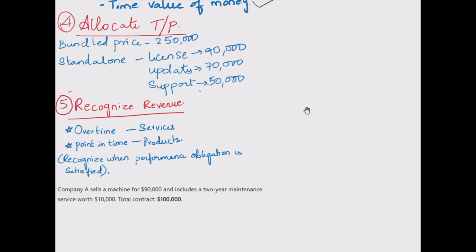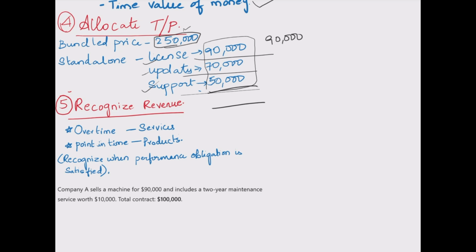You're going to allocate the transaction price based on the stand-alone prices. Let's say a company is providing all these 3 services at a bundle price of 2,50,000. I have to recognize license revenue, the revenue from updates, and revenue from support services differently. How am I going to allocate that? I am just going to add all of these first: 90, 70 and 50. It is 2,10,000. I am going to take weights of all of these to allocate my bundle price.